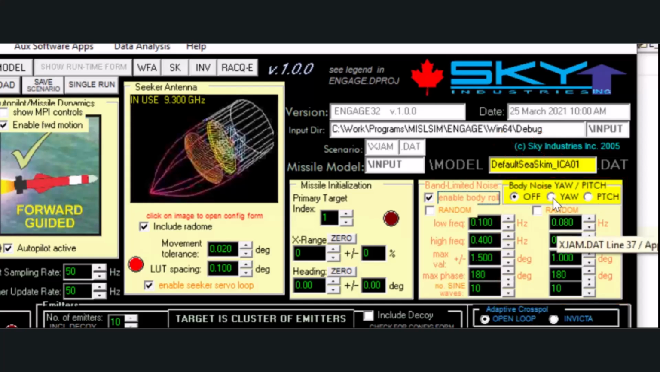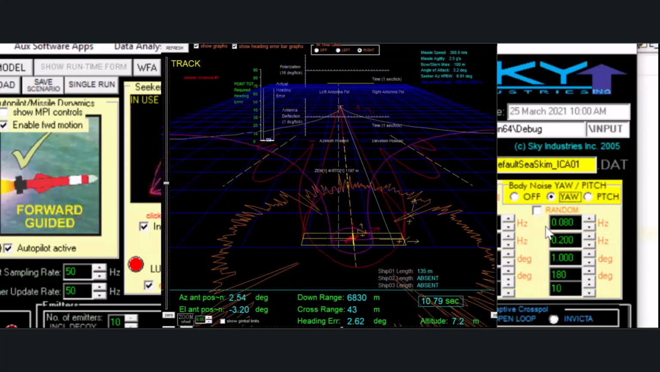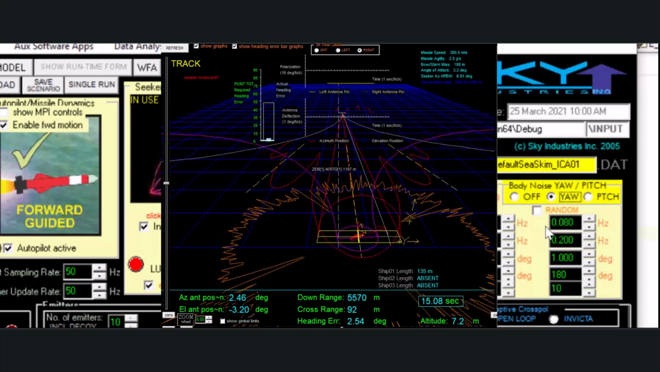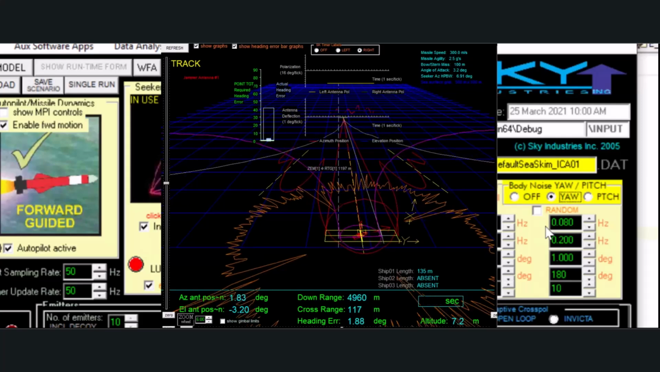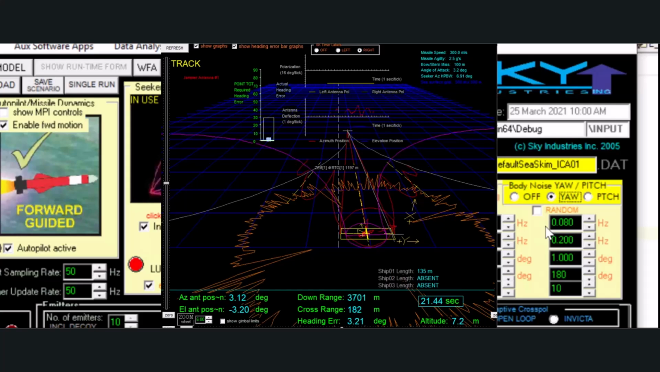So if we use this radio group from off, now we have body yaw noise, and now we have body pitch noise. I could have made a button for both at the same time, but I just didn't do it. So yaw noise, why would we want to do that? What that means is the missile is going to fly toward us, and it's going to randomly jink left and right at whatever bandwidth and amplitude in degrees that we set. Why would we want to do that?